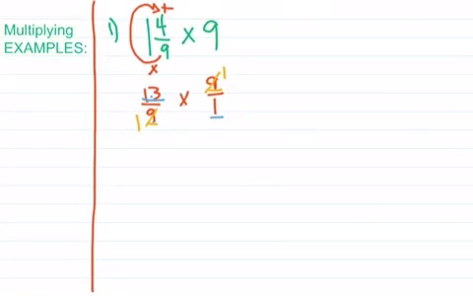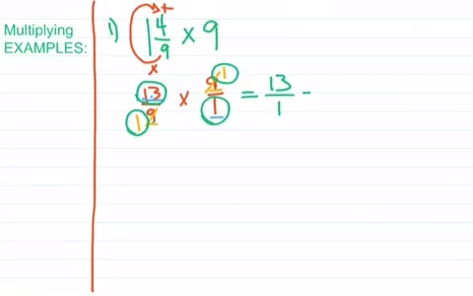Okay, so when we go to multiply across here, all I've got left is 13 times 1 is 13. And then for my denominator, I have 1 times 1 is 1. Okay, then the last step was to see if you can simplify if possible, and that's the whole number 13.